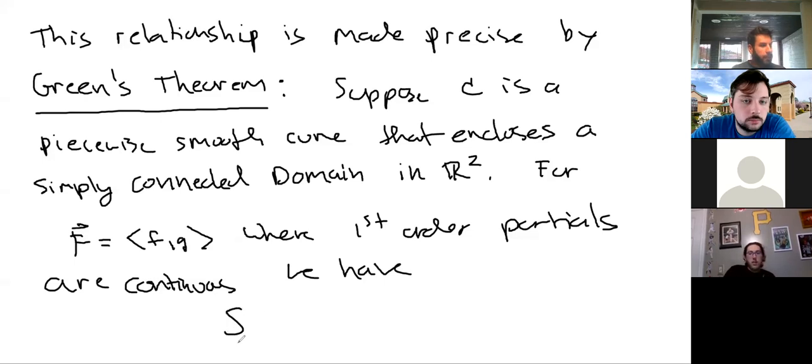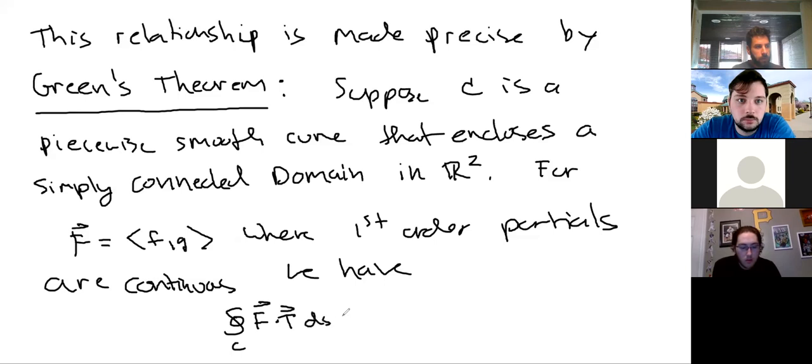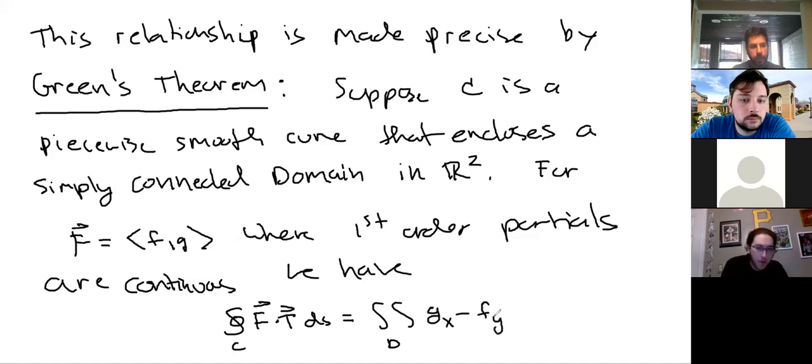We have that the line integral of F dot T ds can be rewritten as the double integral over D of the following: the partial of g with respect to x minus the partial of f with respect to y, dA.